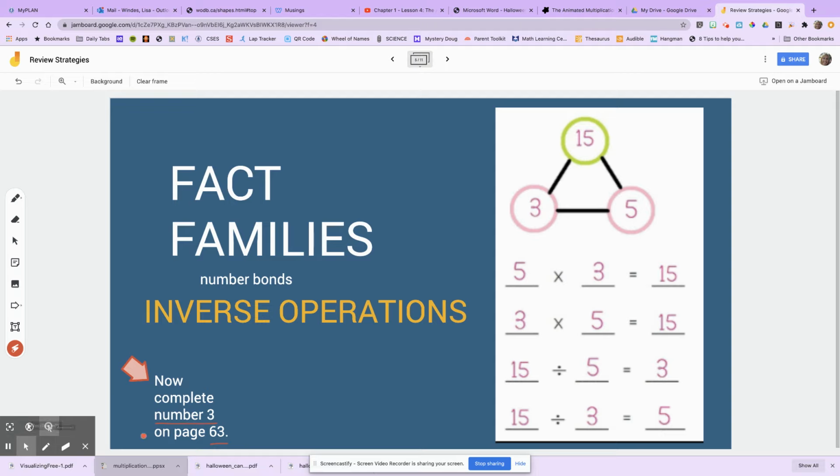So look at page 63 again and look at problem number 3 and complete problem number 3, and then come back when you're done.